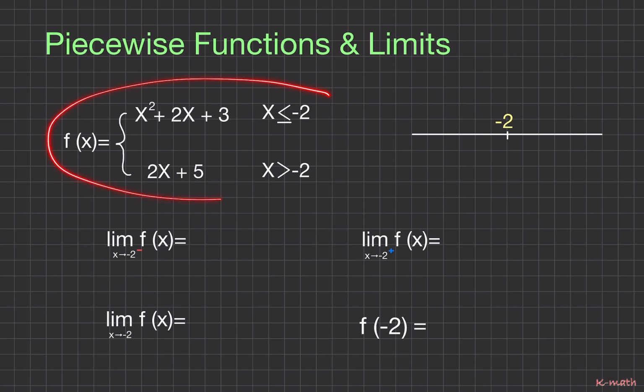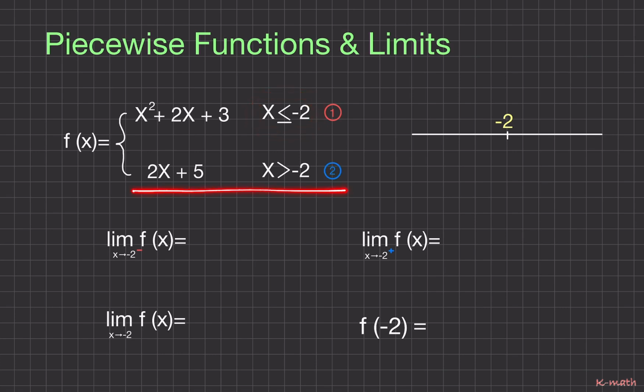Try the next example. The first expression is defined when x is less than or equal to minus 2, and the second one is defined when x is greater than minus 2. So, what is the limit as x approaches minus 2 from the left? We are approaching minus 2 from the left. Since these x values are less than minus 2, we use the first expression.